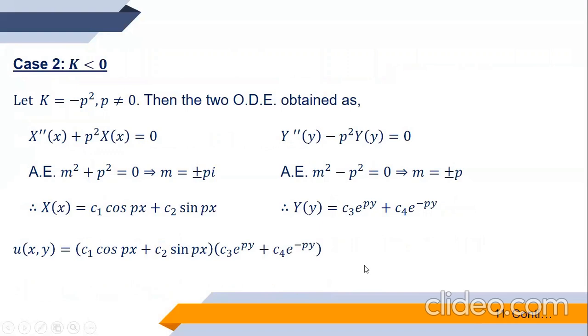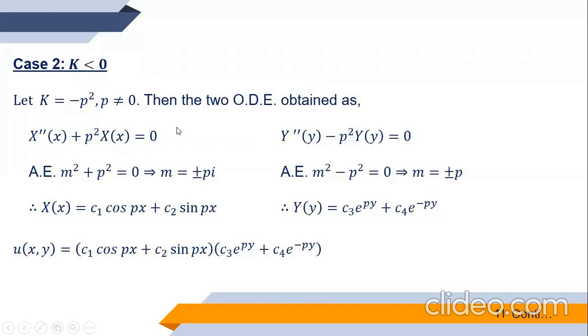Now we consider the second case, k less than 0. In k less than 0, we can take a value which is always less than 0, so obviously -p², where p is not equal to 0. So k = -p² is replaced in equation 3. Then equation 3 becomes X'' + p²X = 0, and similarly the second ODE Y'' - p²Y = 0.